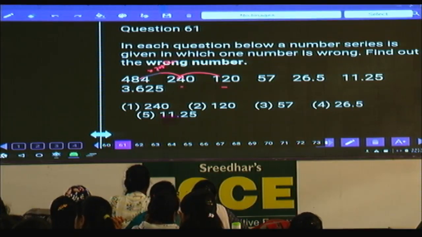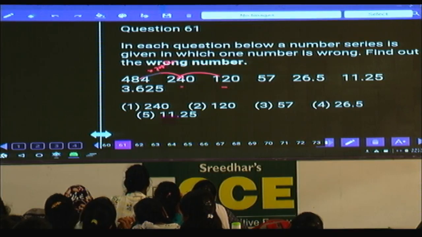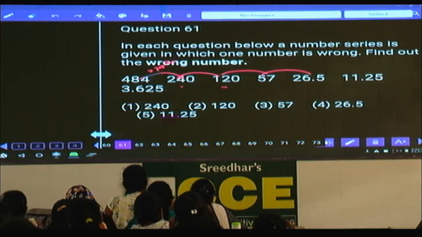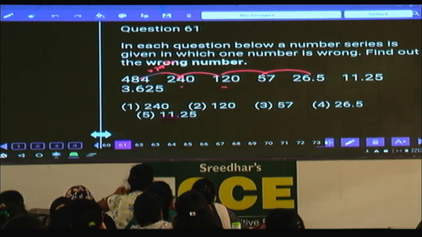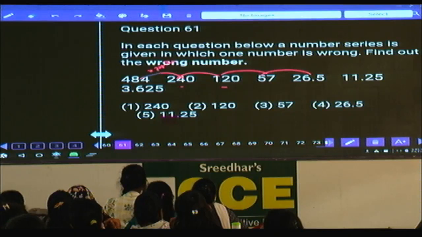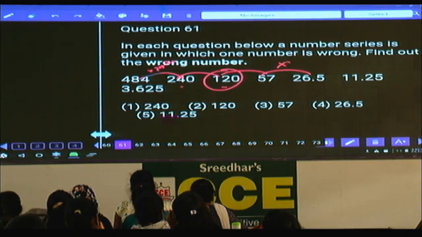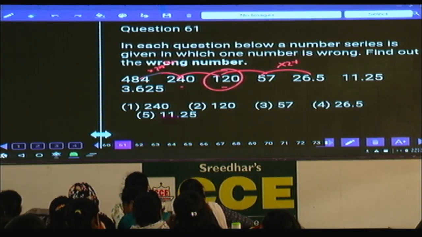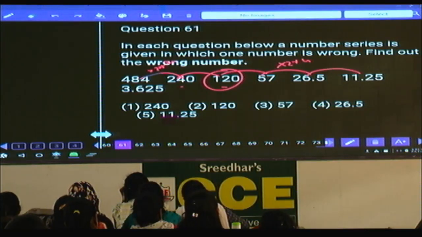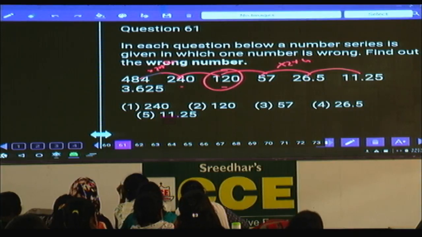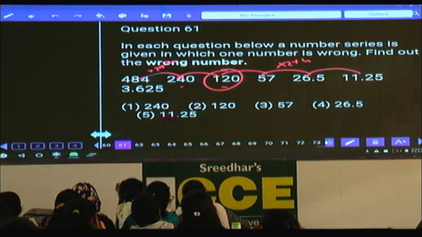Then in this one, 120 now plus 4, 53 plus 4. As 53 plus 4, tell me what is the wrong number we have? 120 is the wrong number. Why is it 120? Now here all these are into 2 plus 20, into 2 plus 4. Now in this one, this is how much? 11.25 into 2 is how much? 22.5. 22.5 plus 4, into 2 plus 4.